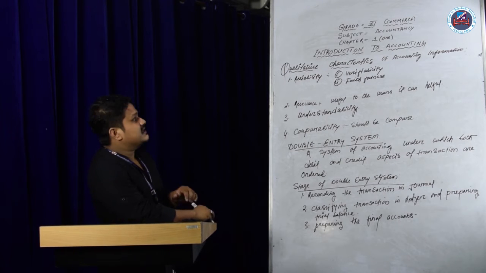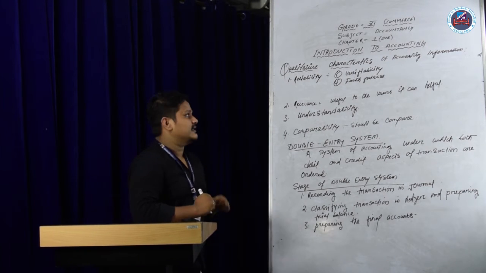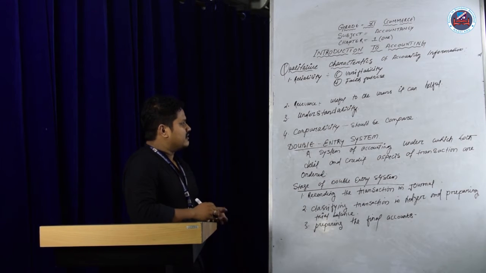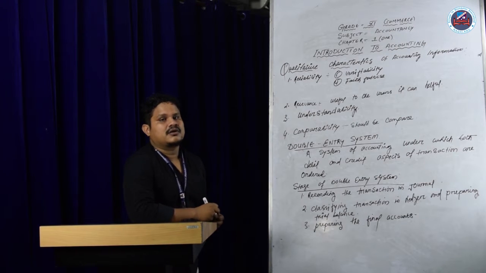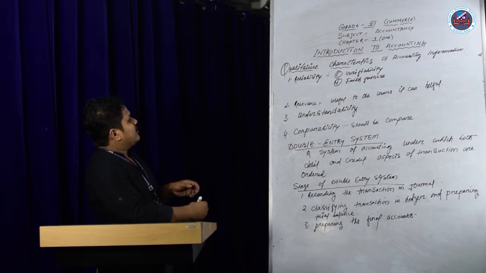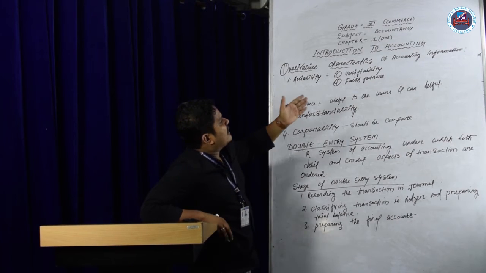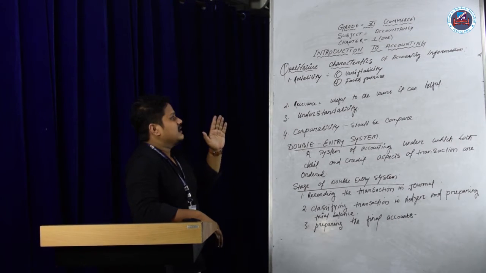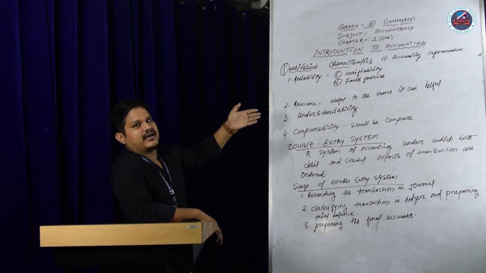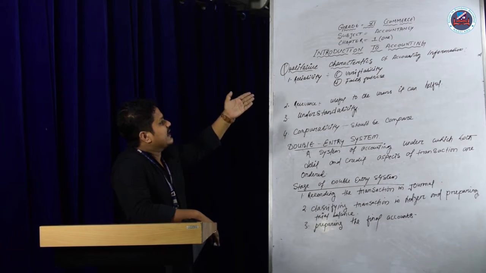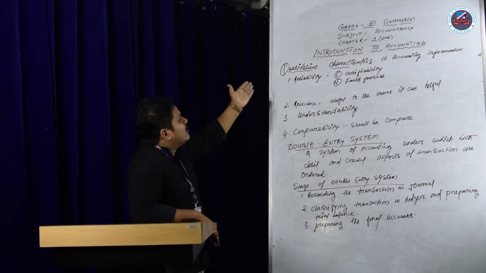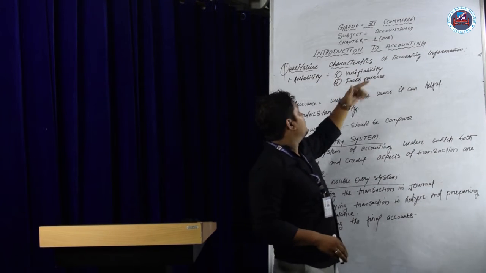So we are in the chapter Introduction to Accounting, that is chapter 1. This is the last part of this chapter. Today we are going to learn the qualitative characteristics of accounting information. मतलब क्या होना ही चाहिए accountancy में, कौन सा characteristic होना चाहिए, that is the qualitative characteristic of accounting information.